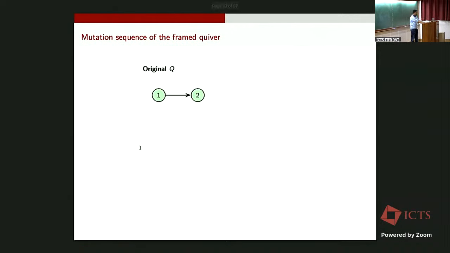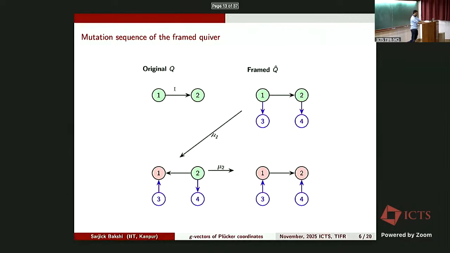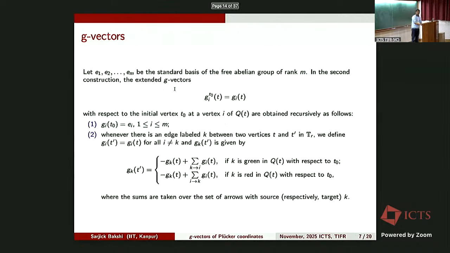For example, we start with these green vertices, then we add a framing, and then we mutate at 1. You see the vertex 1 becomes red, and we mutate at 2, and the vertex 2 becomes red. So really we can color all the mutable vertices. This allows us to define something called G vectors.